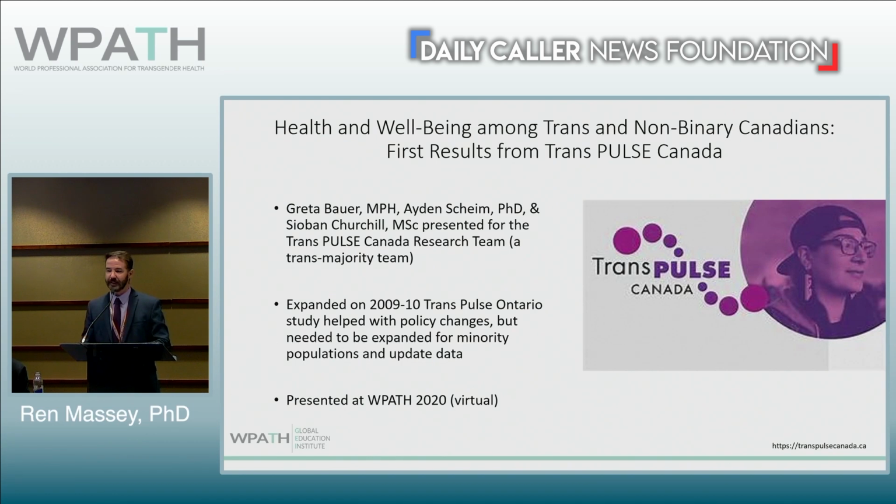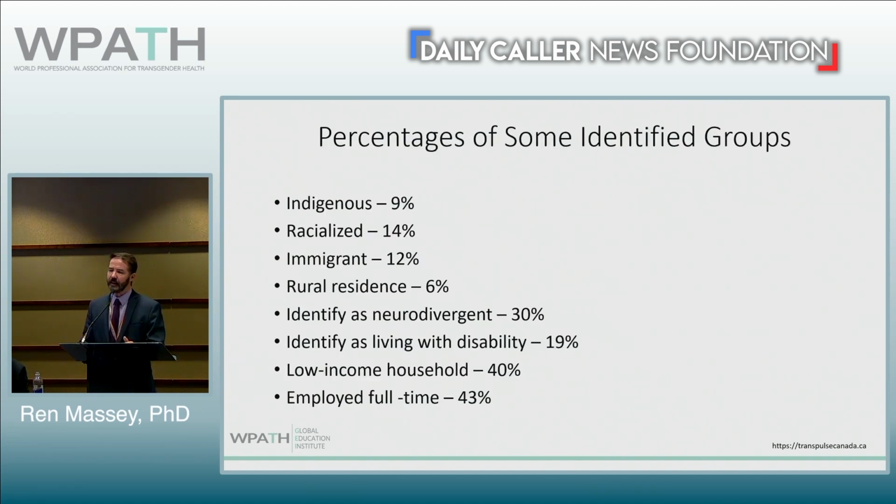So this report was provided by Greta Bauer, and this was on non-binary folks. And again, it was an expansion of the 2010 TransPulse Ontario study. These results were presented at the 2020 virtual WPATH, and they had broken it down, and we can see that there are some important groups here. Some of these minority groups are identified. I think it's really significant to notice 30% identify as neurodivergent. If you're new to the field, that's a thing. It's really important. That's all I'm going to say at the moment. I think Chris may touch on that later.